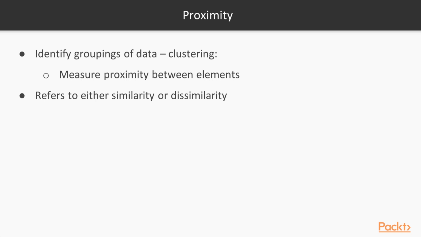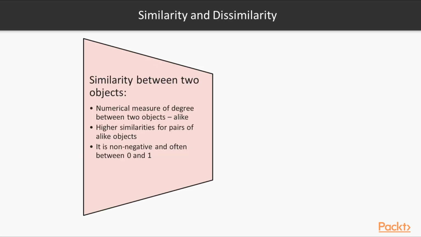But what do we mean by similarity and dissimilarity? By the term similarity between two objects, we refer to the numerical measure of the degree to which the two objects are alike. Consequently, similarities are higher for pairs of objects that are more alike. Similarities are usually non-negative and are often between 0 and 1.